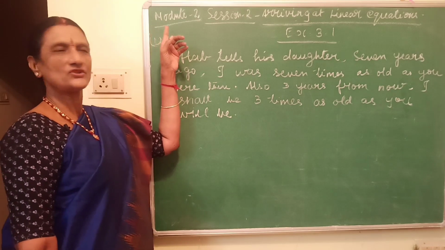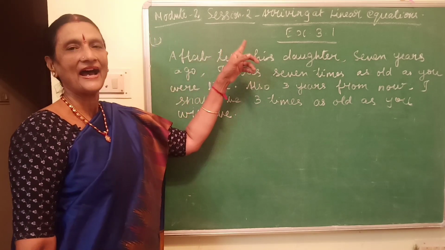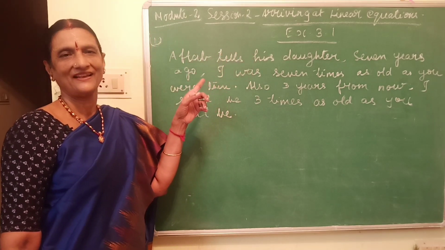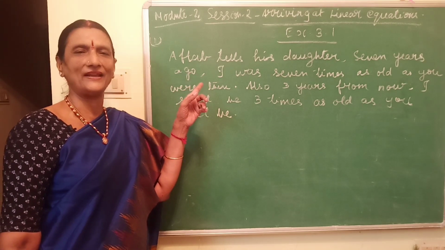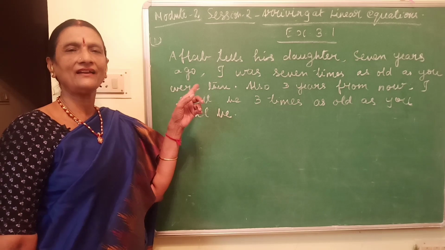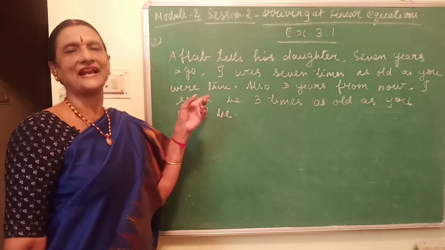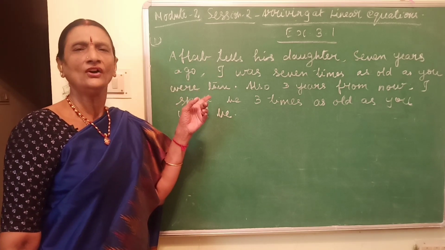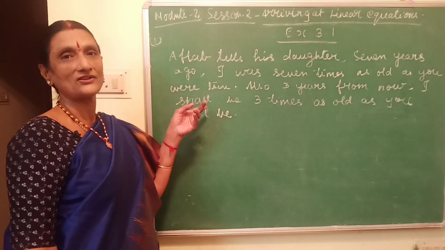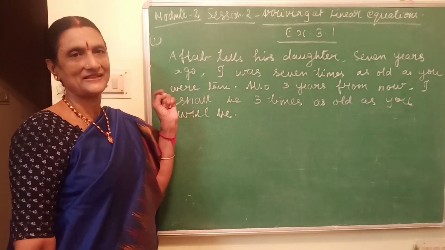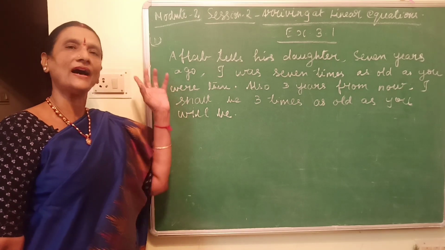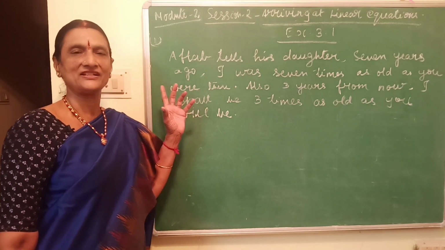This is module 2, session 2, arriving at linear equations. In the last session, you were just introduced to linear equations in two variables, and we created situations for the standard linear equations given to you. You quoted your own example. I also gave some examples. Now in this session, we will be seeing how to arrive at a linear equation for a given situation.